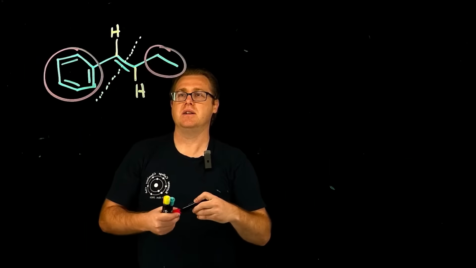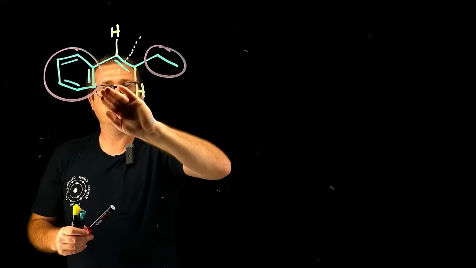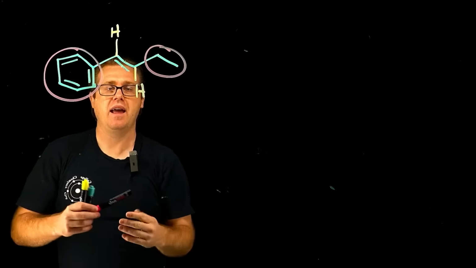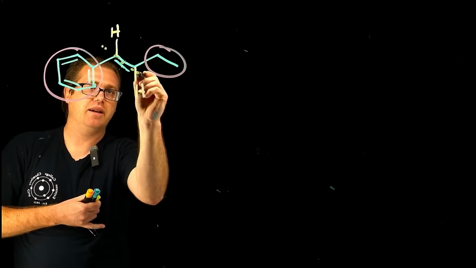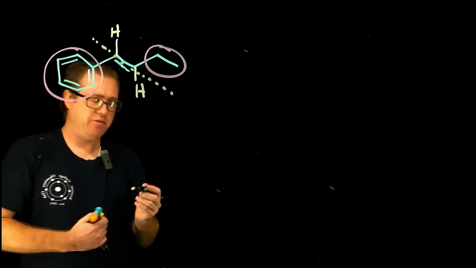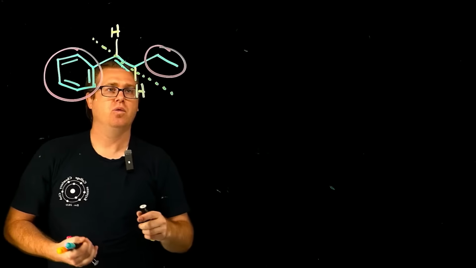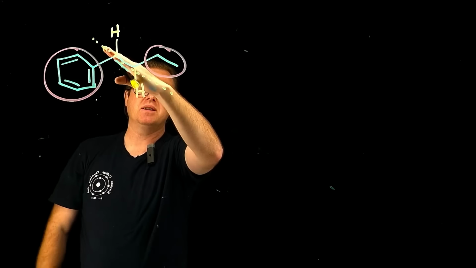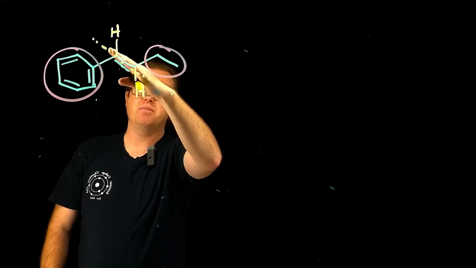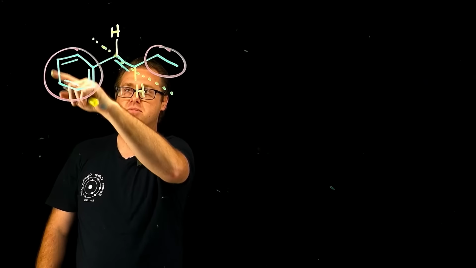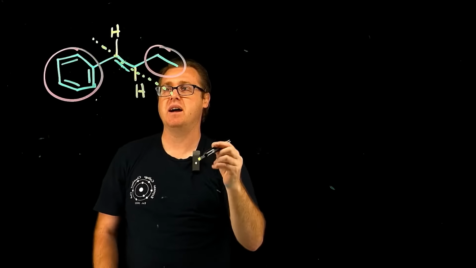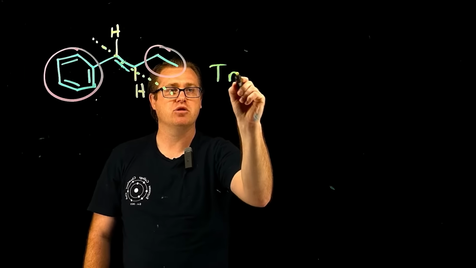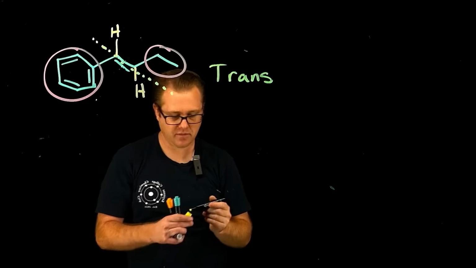And then we just erase this line, and we have it right down the double bond, and we just ask ourselves, which circles are on the same side of the green line or on opposite sides? We can see one's below the dotted line, and this one's above the dotted line. So that makes this molecule trans.